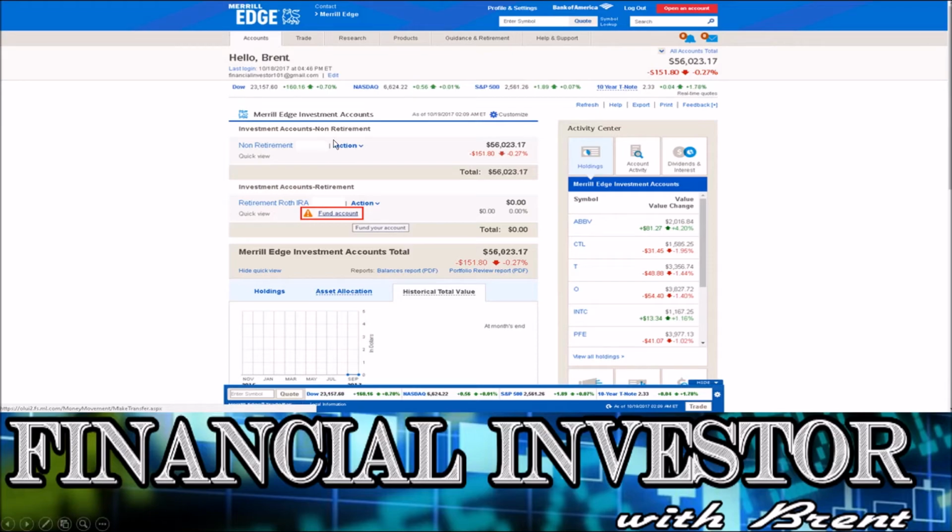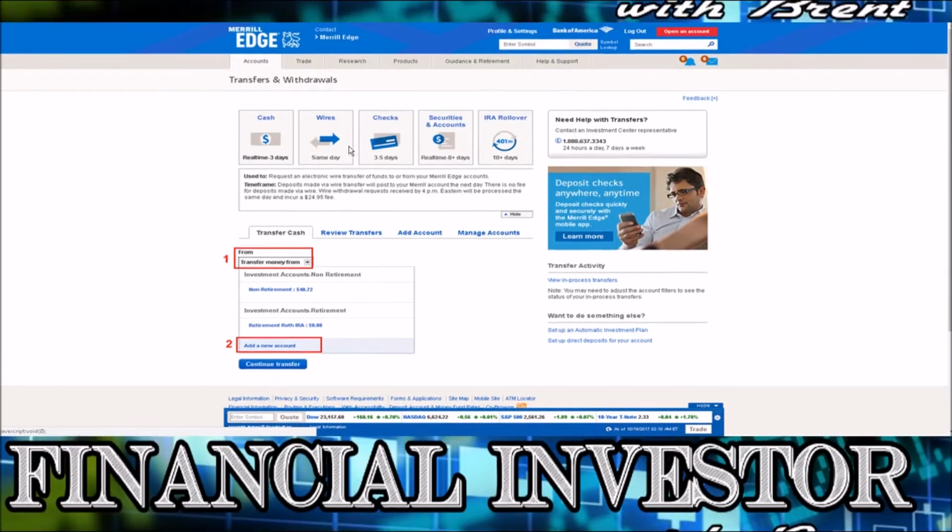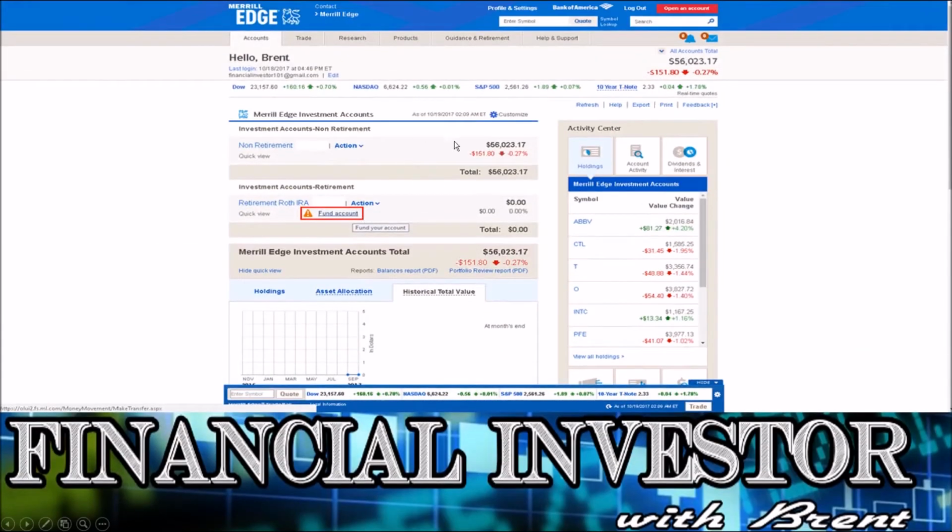So here I am on my Merrill Edge main account, and I already have a little bit of money in my non-retirement account. This was mainly transferred from Robinhood. I started with Motive Investing, I transferred over to Robinhood, now I moved over to Merrill Edge, and I believe this is the last and final broker that I will use. I will continue to use this broker because it offers so much for me.